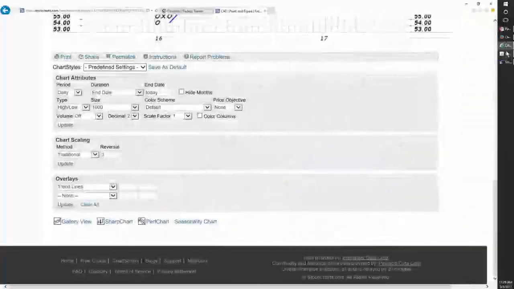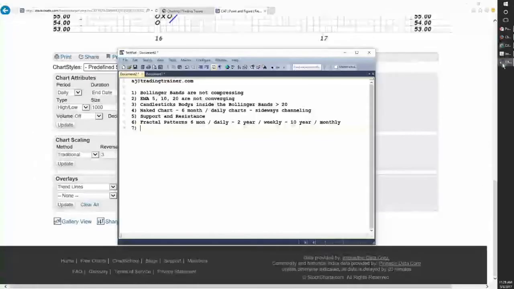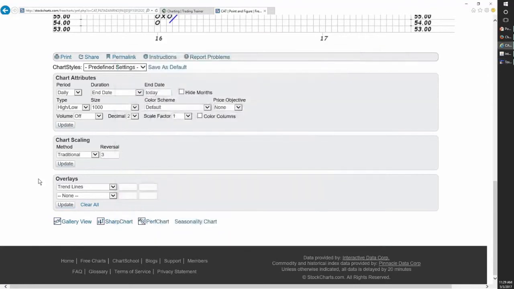So let's make sure we're jotting this down. Fractal patterns, point and figure charts. Let's look at number 8. Another tool I like to use.